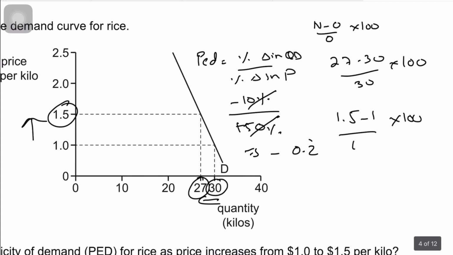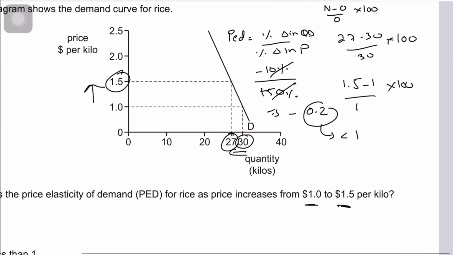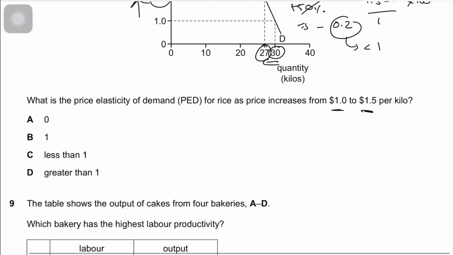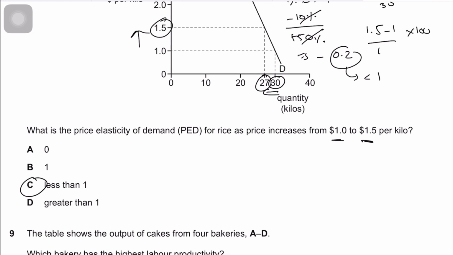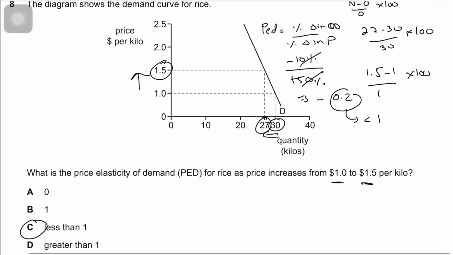You ignore the minus sign. 0.2 is less than 1. Definitely, it's inelastic. The question is asking what is the price elasticity of demand, so it's less than 1. The answer should be C, because 0.2 is less than 1. This was an easy question, by the way. Question number 8 is C.